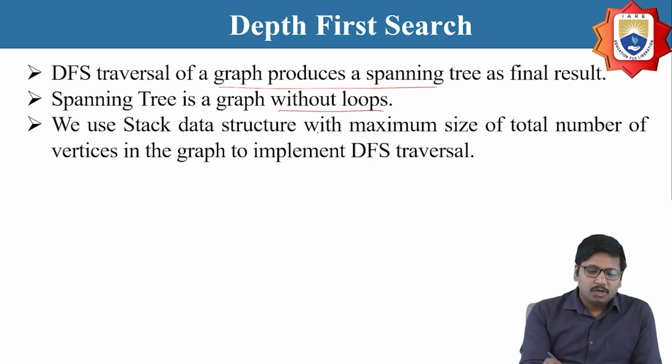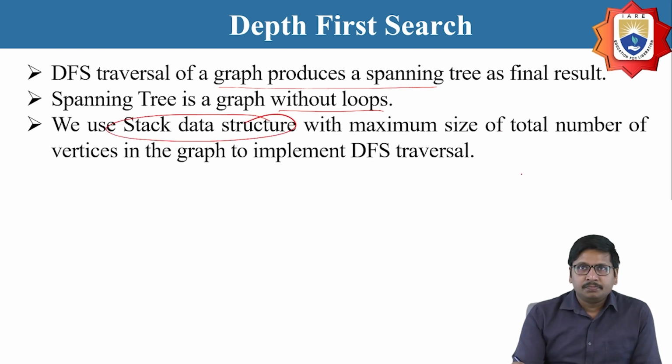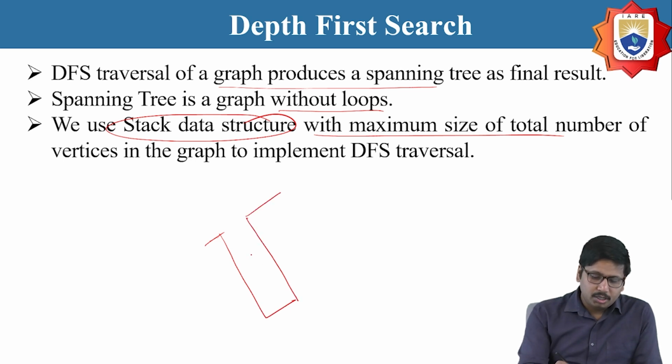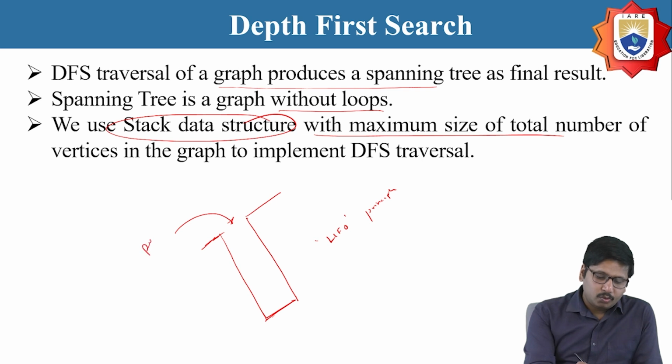And in this case, we are going to use this stack data structure, which is going to be built with a maximum size equal to the total number of vertices in the graph to implement this. So what is the stack data structure? Stack is a data structure in which one end is open and the other end is closed. So this should be the open end and this should be the closed end. And the stack is going to follow the last in first out principle. And whenever we insert an element, we call it push, and when I delete an element, we call it pop.